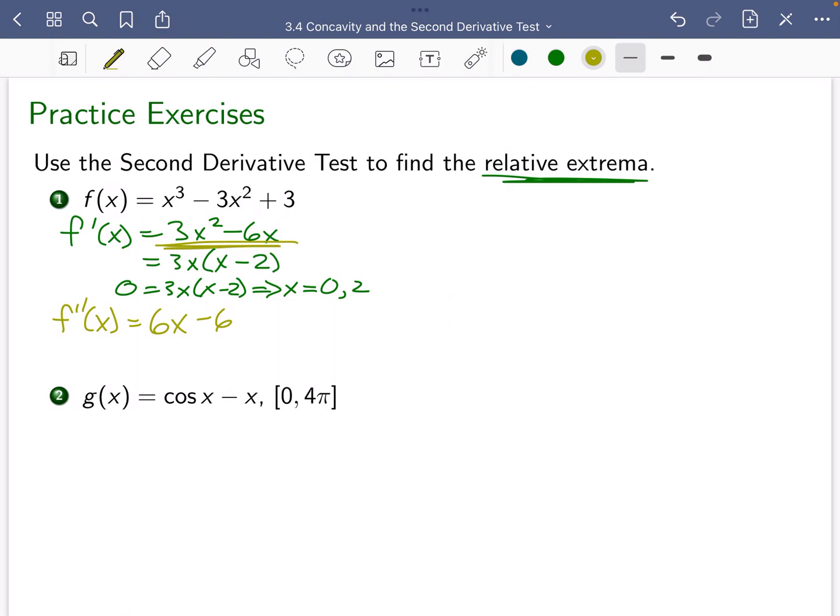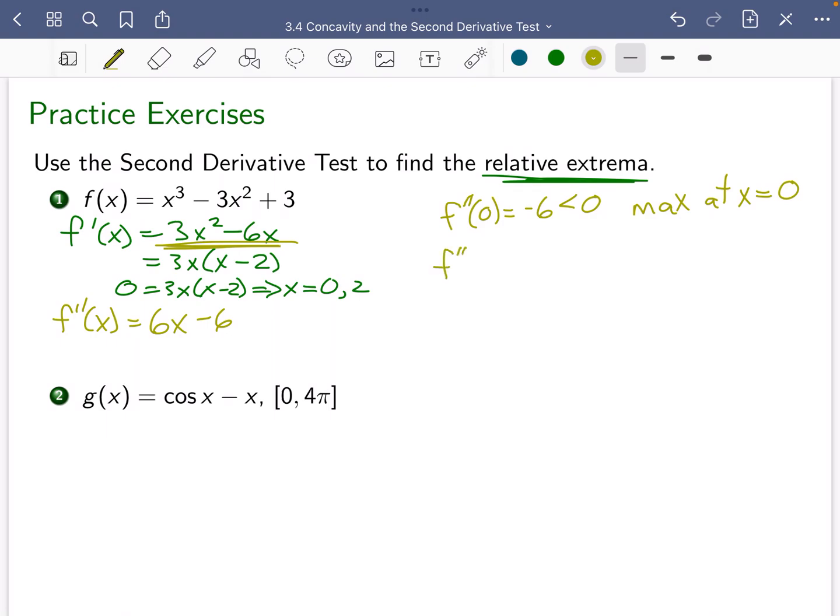So the second derivative at 0 is negative 6. That's smaller than 0. So we have a maximum at x equals 0.